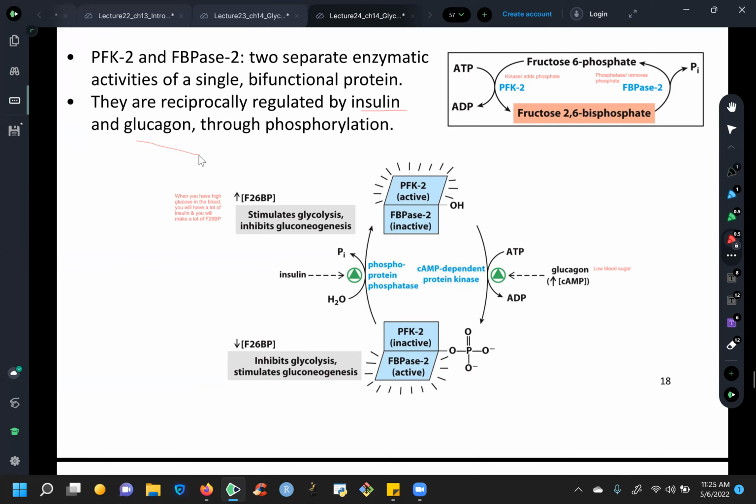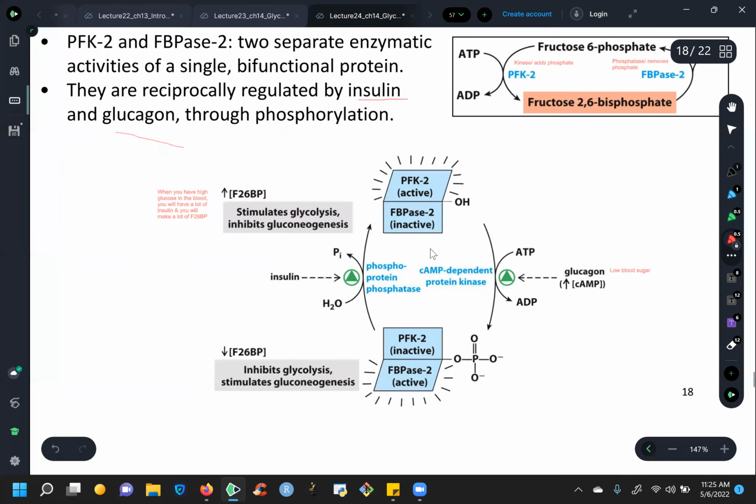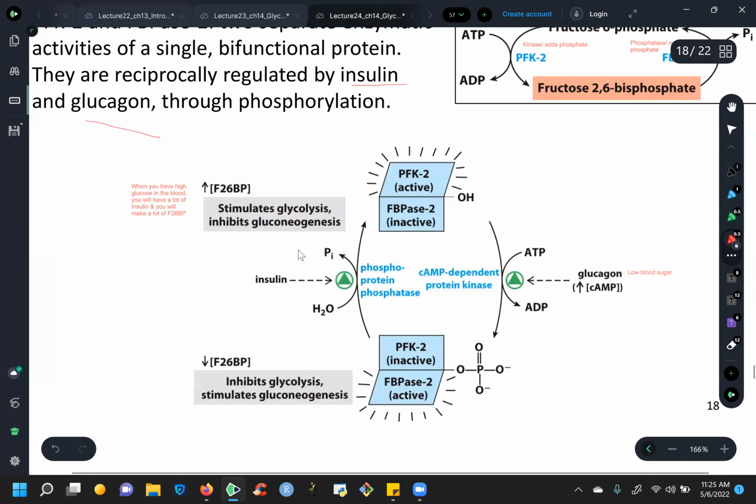Okay, so here we have insulin. I was hoping my pen would work, but nope, at least my computer. Okay, so here we have insulin, and here we have glucagon. If you have a lot of fructose 2,6-bisphosphate, this stimulates glycolysis and it inhibits gluconeogenesis. So when you have insulin, you have water that breaks that phosphate, so phosphoprotein phosphatase. So you just have that alcohol group there.